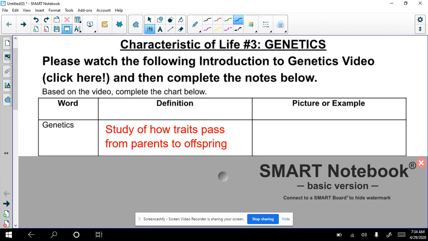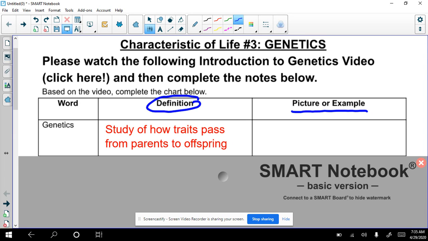I would like to take this opportunity to start our next topic, which is still the third characteristic of life, but genetics. So now we learned about reproduction. Genetics is the important part of reproduction because it's how your traits pass down. So on your sheet, you guys are going to be filling in this definition portion. And during this video, I'm going to go over the picture or example, which should already be on your worksheet.